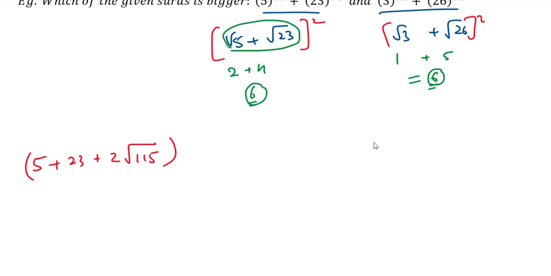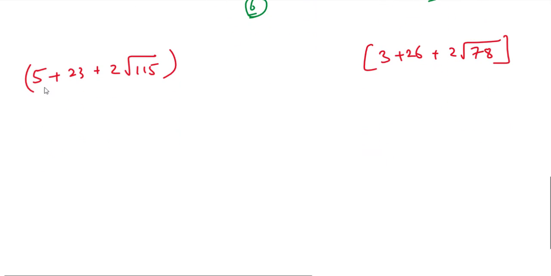What will be the square of this term? It will be again a plus b the whole square, which will give us 3 plus 26 plus 2 times square root of 3 into 26, which will come out to be 78. Now this will become 28 plus 2 times square root of 115.